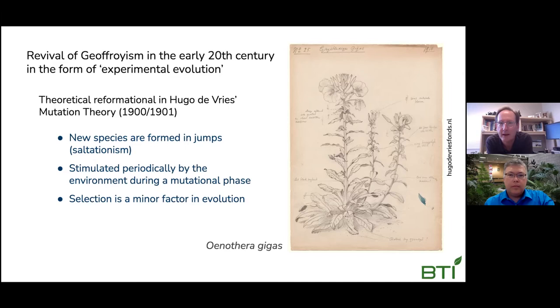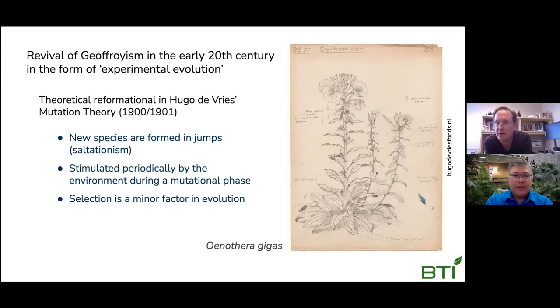And he called this mutation theory. He published two volumes right around the turn of the 20th century, in which he argues that species formation happens in jumps, not gradually, and that it's stimulated by the environment, and that organisms go through mutational phases where they generate lots of variation and then calm down, right? So this is part of his theory. And that selection is probably not a major part of evolution.